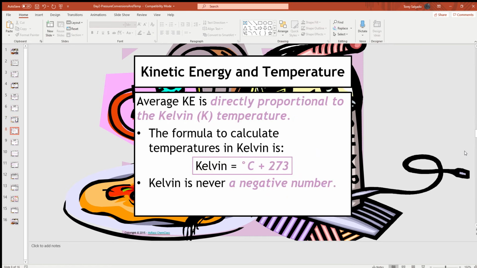So the average kinetic energy is actually directly proportional to the Kelvin temperature. So when we change the Kelvin temperature, it's going to directly affect the kinetic energy of our gas. The formula to calculate temperature in Kelvin, and we've already done this earlier in the year, but just as a refresher, is Kelvin equals degrees Celsius plus 273. And Kelvin can never be a negative number, so watch out for that.